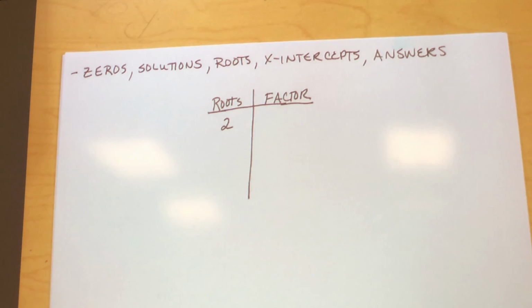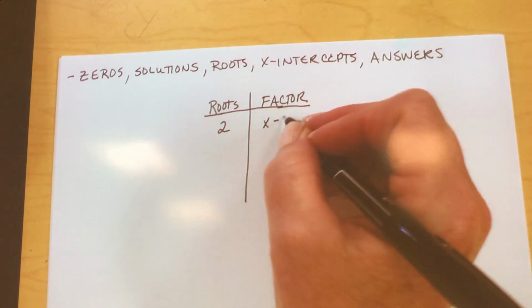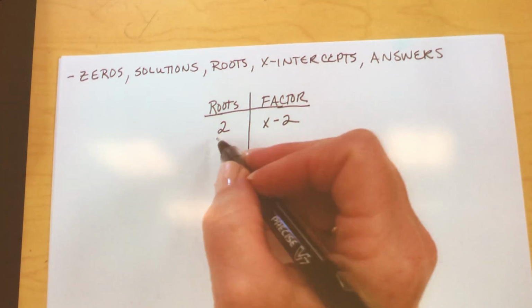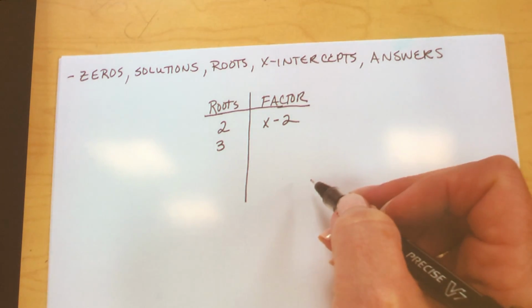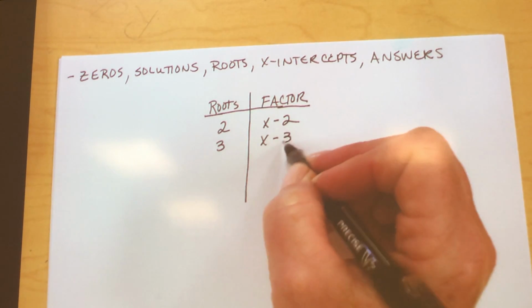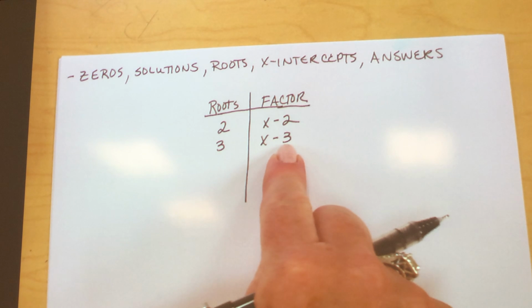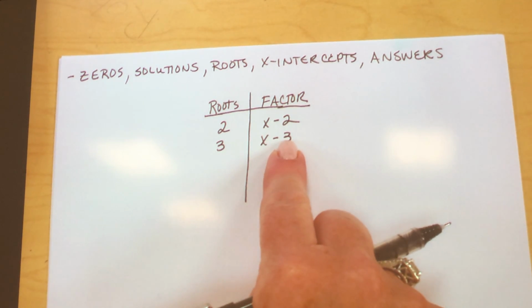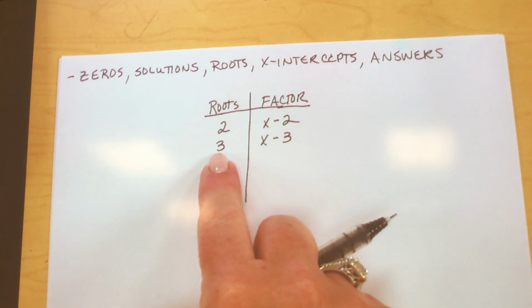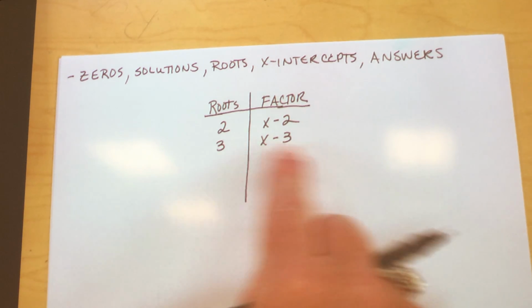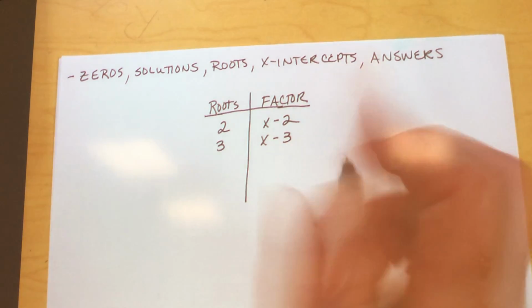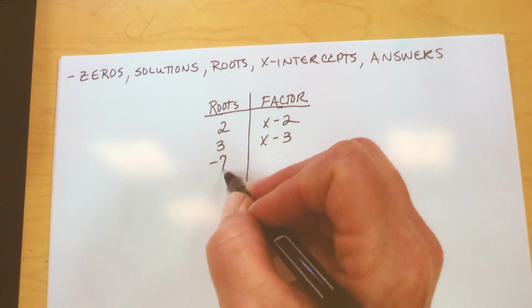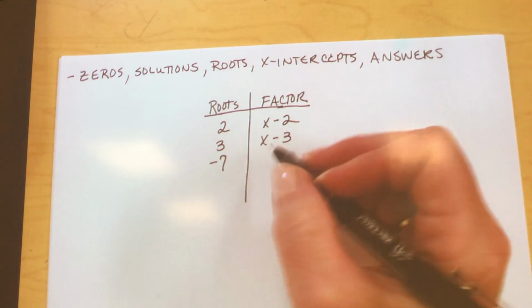X minus 2. Very good. What if I tell you that the root is 3? X minus 3. So it's whatever you need it to be, right? So then when I set this factor equal to 0 and I solve it, I get x to be 3. So he's always going to change his sign. What about if the root is negative 7? X plus 7.